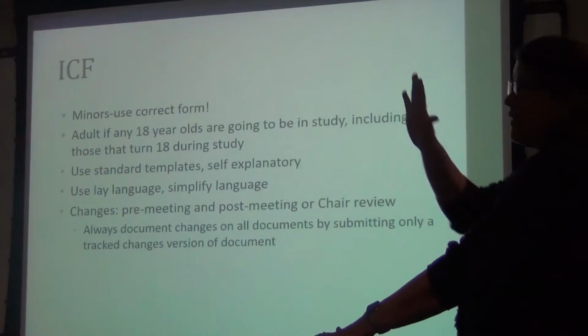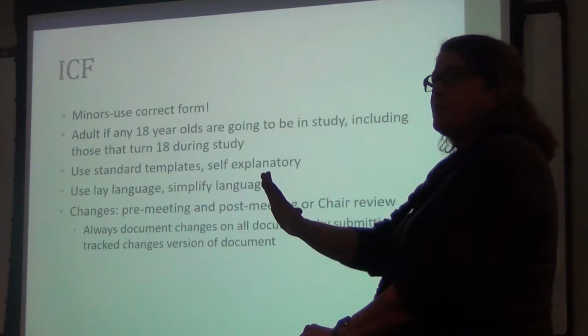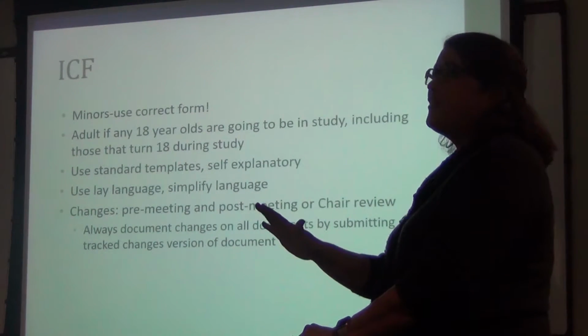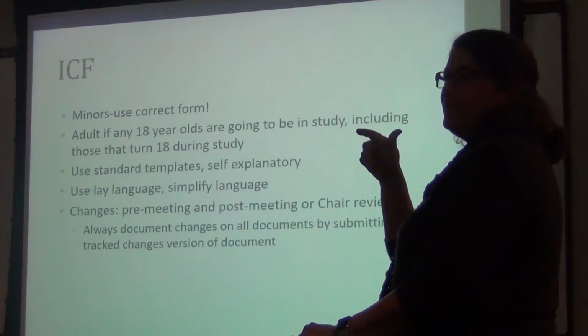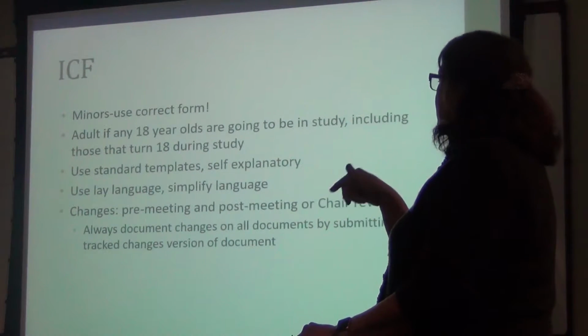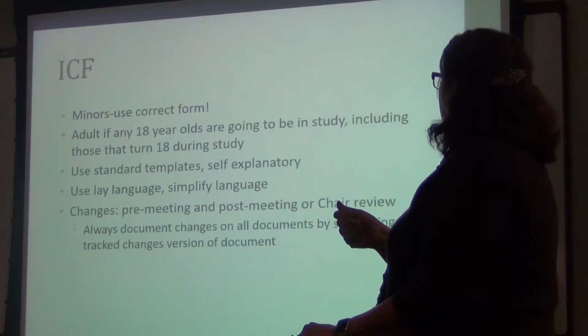So, on the IRB website, I don't know if it's coming or if I've shown it to you, but for the consent form templates, make sure you use minor for minors and adults for adults. I've already talked about that if minors are going to turn 18, you have to reconsent them and use an adult consent. Use standard templates, use lay language.